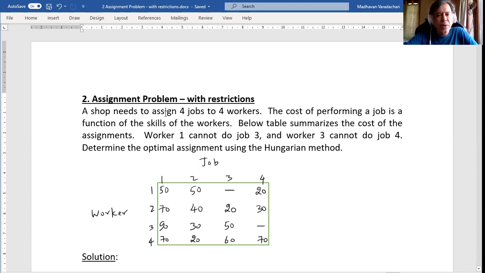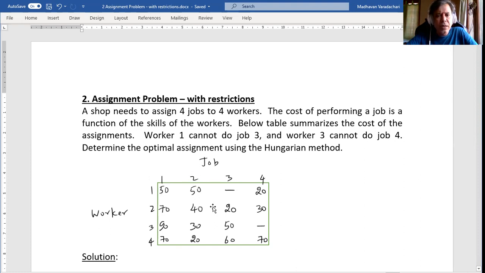A shop needs to assign 4 jobs to 4 workers. So here there are 1, 2, 3, 4 jobs, and 1, 2, 3, 4 workers. The cost of performing a job is a function of the skills of the workers. So there is a dependency between the skill and the cost of performing the job. The below table summarizes the cost of the assignment. So all these are basically cell entries or costs.